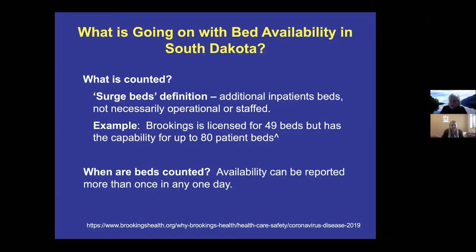When are the beds counted? When is that data updated? Well, it can be reported more than once in any one day, so what the denominator actually is can vary from day to day. If a hospital decides that they can't use some of those surge beds, maybe because of a staffing issue, then they can get onto that data system and lower their number of surge beds, or maybe they've identified a place where they can put more beds, then they can raise it. So it varies from day to day, and it's really difficult to interpret that percentage.